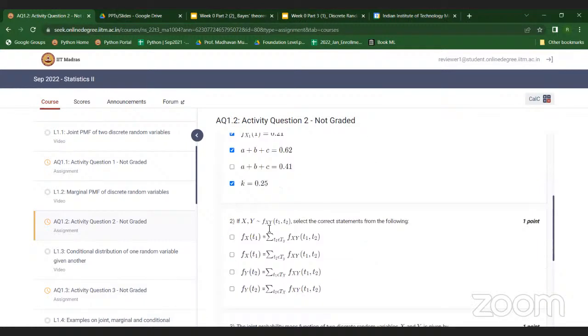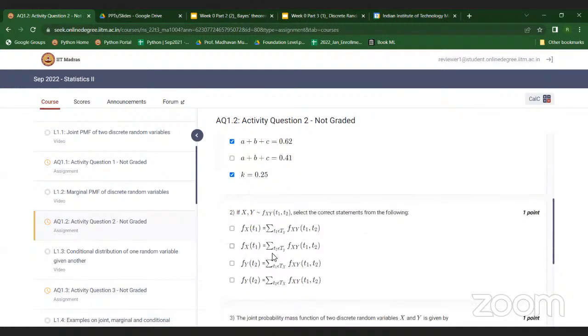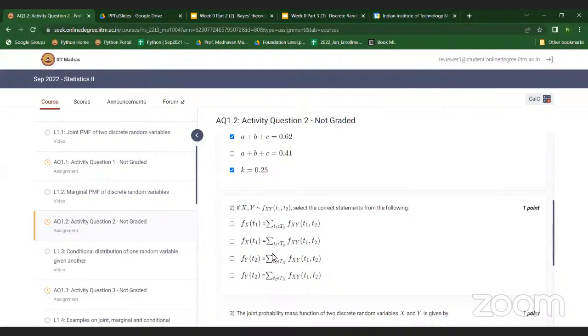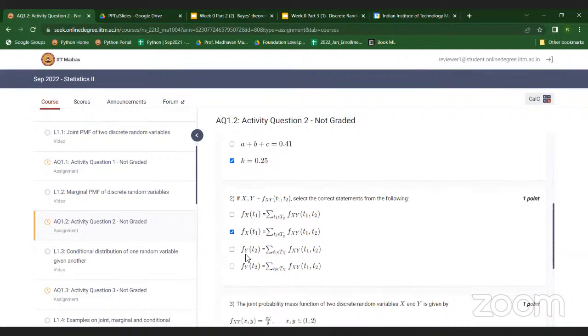Okay. The second problem, it is just a notation they are asking. Whatever we have discussed, the formula for marginal fx1 of t1, right? We should not be summing over t1, we should be summing over t2. So that's why option 2 is correct here. Here also, option C is correct because we should be summing over t1 here, if you want to get fy of t2.